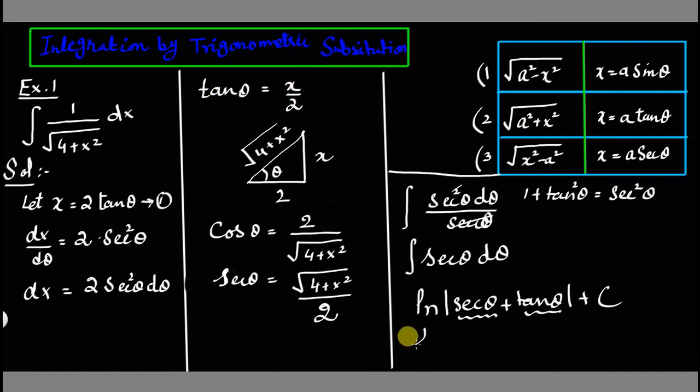Just replace these two values into the answer. Secant theta will be square root of 4 plus x square divided by 2, and plus x by 2. Further, one step left, you just take the LCM of these two, otherwise you can leave the answer over here. So this is your final answer. So this is example number 1, and we have solved this example by trigonometric substitution.